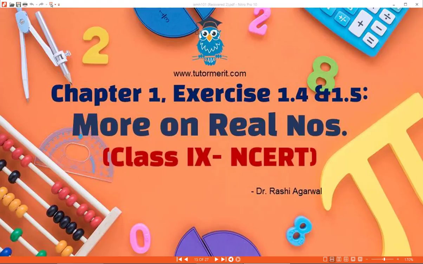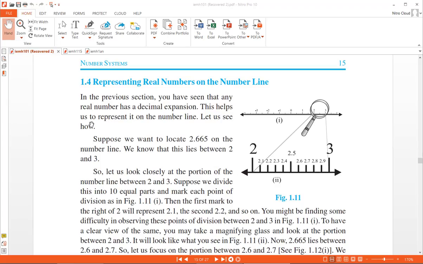Hello class 9 students. Today I will cover exercise number 1.4 and 1.5 in your NCERT book of class 9. We will first look at the representation of real numbers on a number line. The number line should be clear to you. We have integers marked on this number line. This number line extends from minus infinity to plus infinity.